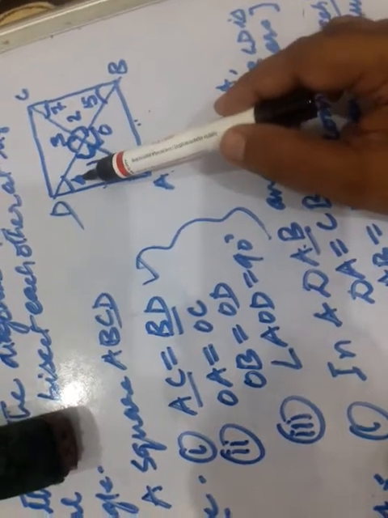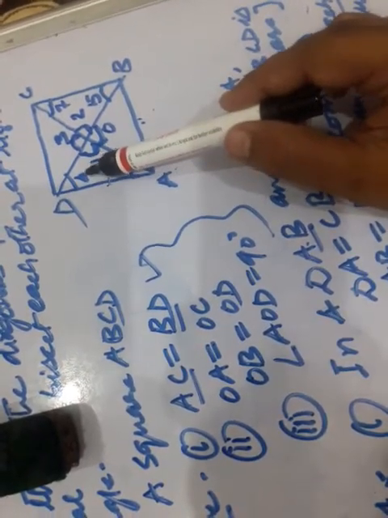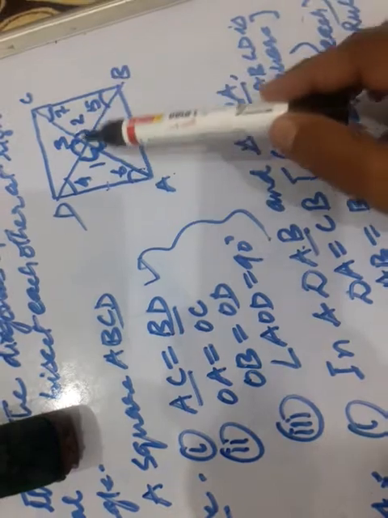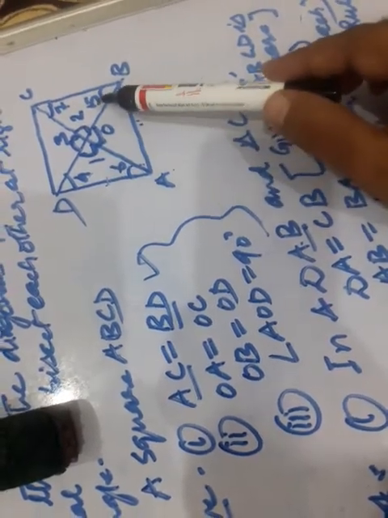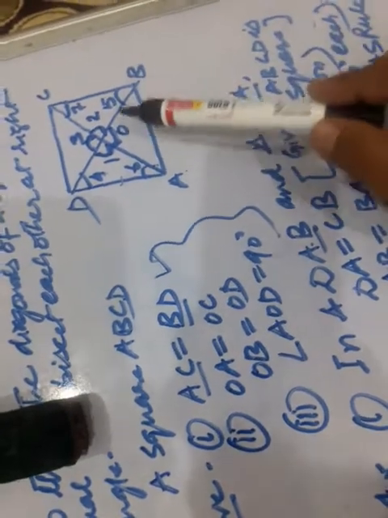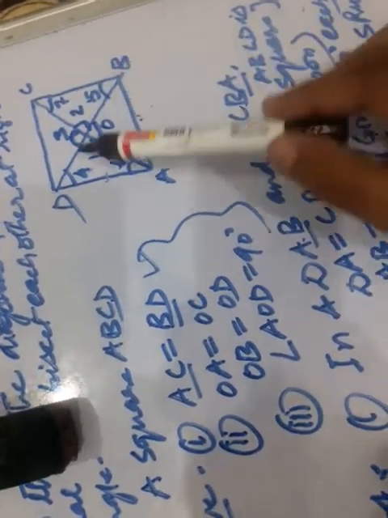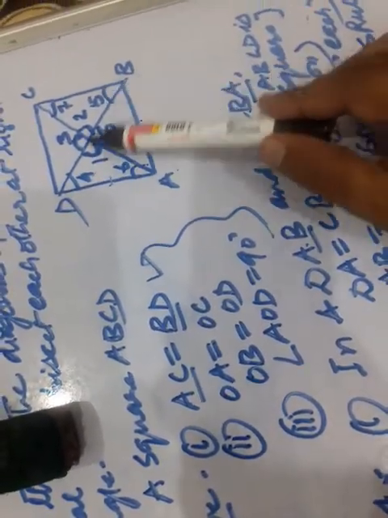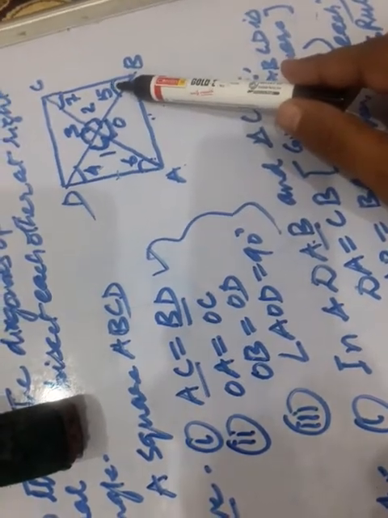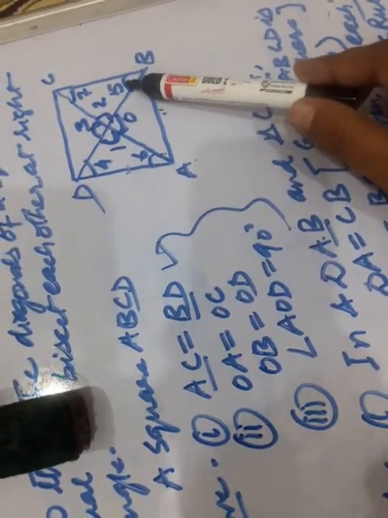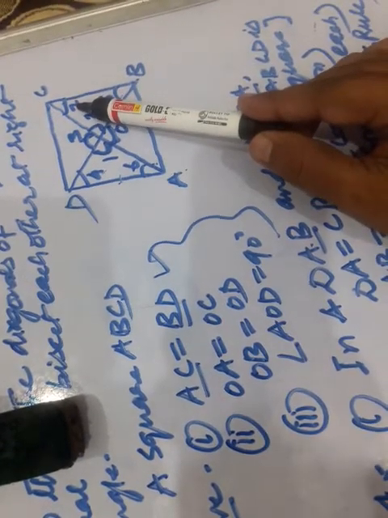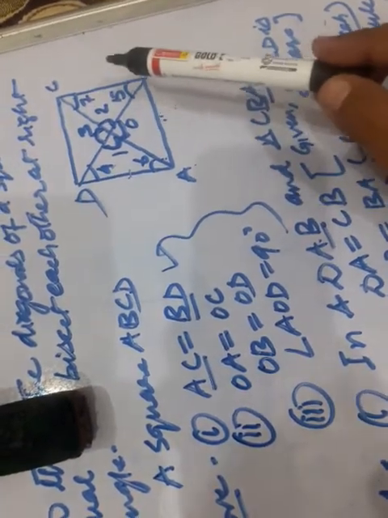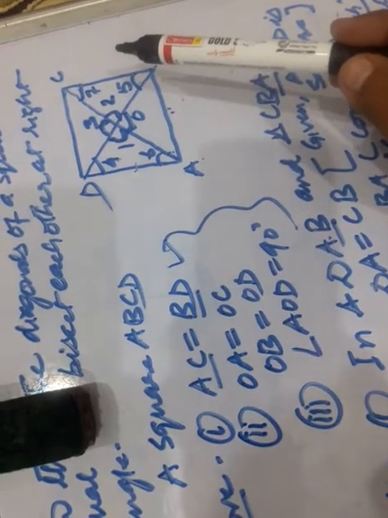And what else have we shown, children? This is a square. What does it mean? It means that it is a parallelogram also, a rhombus also, so it will hold all these properties. Angle 4 equal to angle 5 will be there, they are alternate interior angles. What else? Angle 6 equal to angle 7, again alternate interior angles because ABCD is a parallelogram.